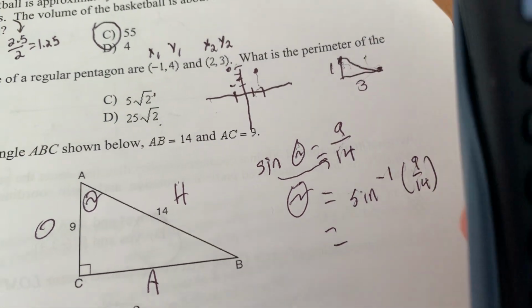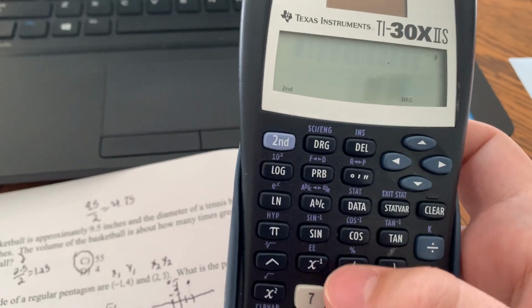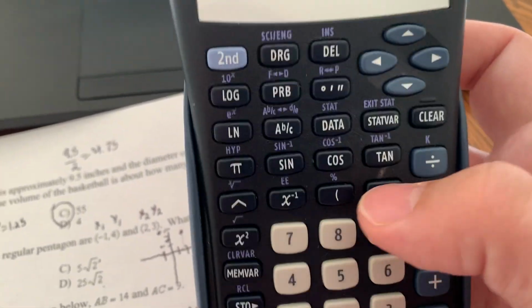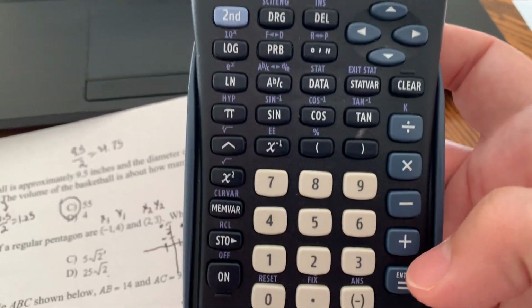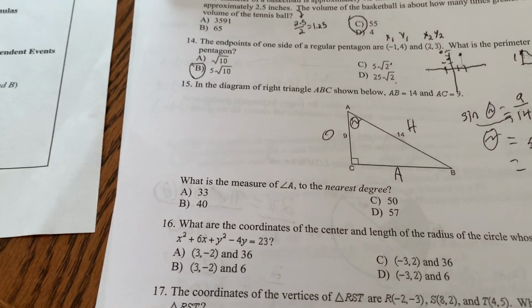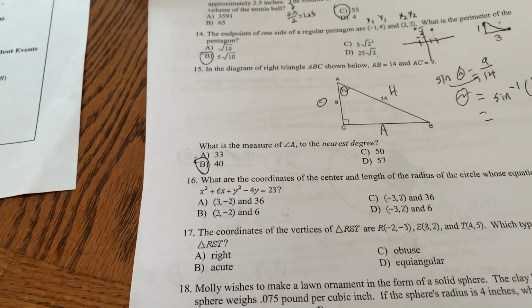Second sine, get my, oops, realize that's not in frame. So let me do that again. Second sine gives me my inverse, 9 divided by 14. There's that, equals 40. And I have 40, B. There we go.